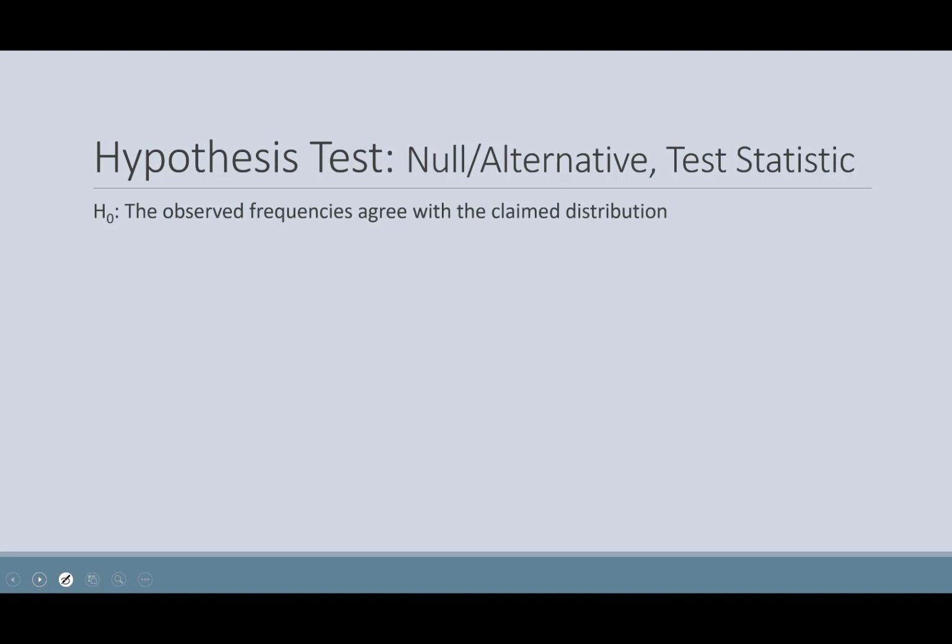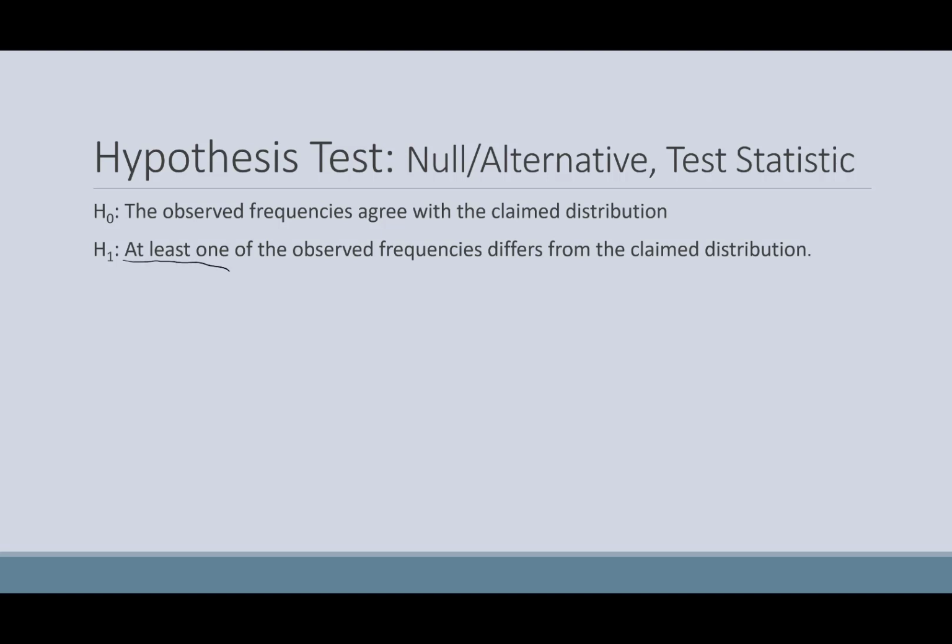Now, when we get into doing our hypothesis test, we want to start with our null and our alternative hypothesis, like we do for any of our tests. Now, in this case, my null hypothesis is going to be some form of phrasing that the observed frequencies agree with the claimed distribution. Now, this is not going to be the only phrasing that you see, but it will have that general idea that our observations agree with what's expected. Our alternative hypothesis is going to be that at least one of the observed frequencies is different. So it's not that all of them are different, it's just that at least one of them.